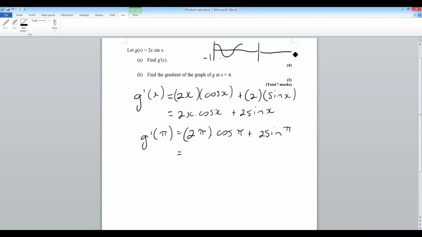And my sine graph looks something like this. And of course the period of my sine graph is also 2 pi. So here, this is the point pi on my sine graph. So sine of pi is equal to 0. So I'm going to say this becomes -1, so it becomes -2 of pi plus 2 multiplied with 0, which is 0. So the gradient of the curve at the point x is equal to pi becomes -2 pi.